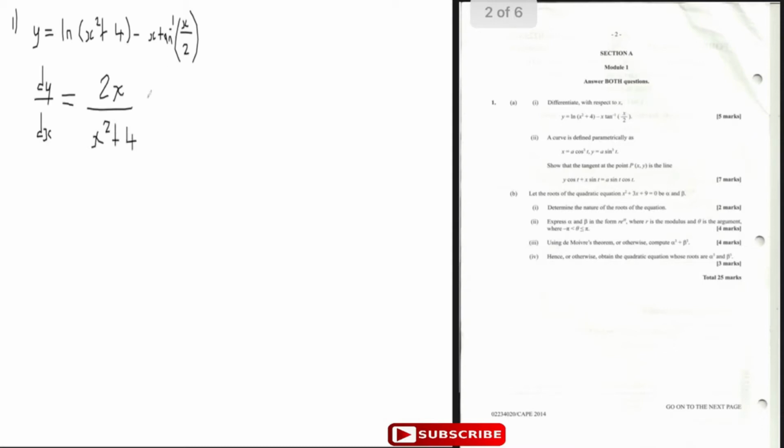Then you're going to have to use product rule to differentiate this part. So it's going to be minus, using product rule, you keep the first, which is x, times the differential of the second. Now when you differentiate tan inverse of x over 2, that part is going to be 1 over 1 plus (x over 2) squared, times the derivative of x over 2, and the derivative of x over 2 is 1/2. So that's how you differentiate that part.